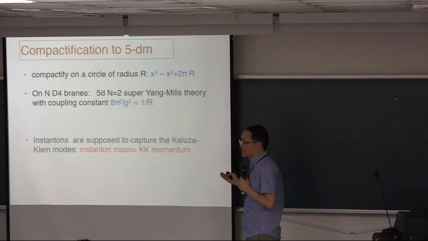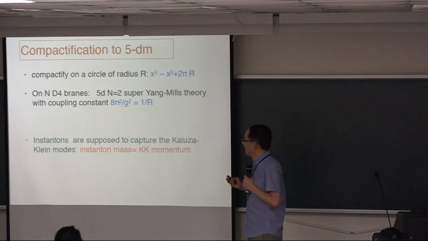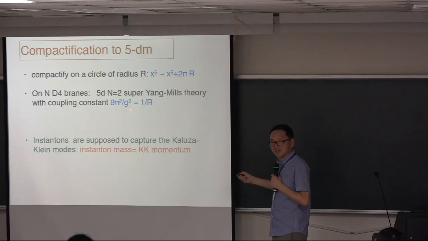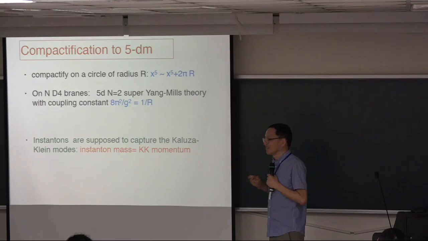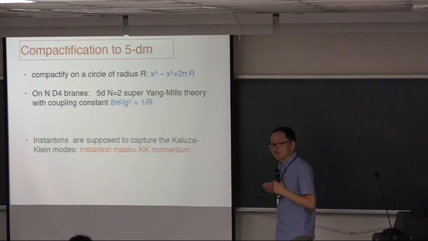Now, what people found 20 years ago is that if you decouple all the KK modes and you have 5-dimensional Yang-Mills theory, then 5-dimensional Yang-Mills theory has an instanton as a soliton, and the instanton has action 8 pi squared over g squared. That energy is the same as the Kaluza-Klein mode energy, which means that you thought you removed the KK mode, but the KK mode reappears as instantons. So the instanton is the KK mode. That's what Seiberg and other people have proposed.